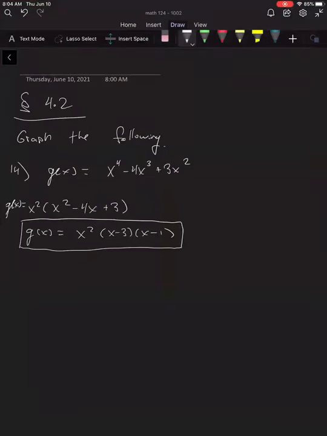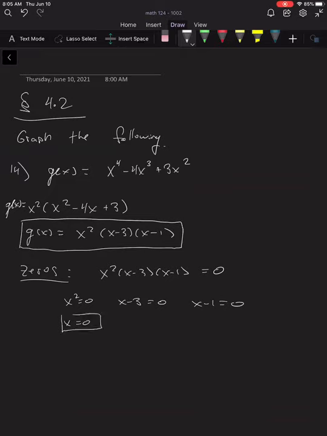Okay, so we have our factored version, so let's find the zeros. We have x squared, x minus 3, x minus 1 is equal to 0. Then we set the pieces equal to 0: x squared is 0, x minus 3 is 0, x minus 1 is 0. So this one gives us x equals 0, this one gives us x equals 3, and this one gives us x equals 1.